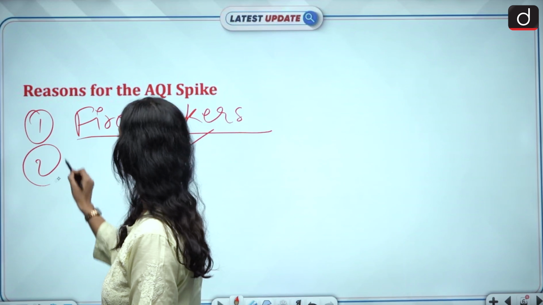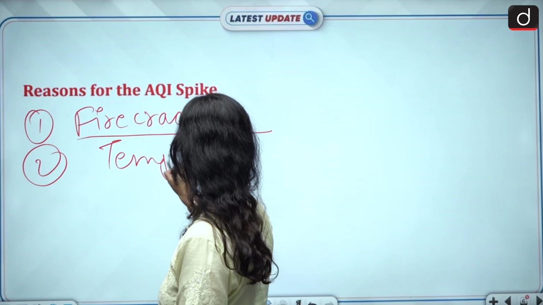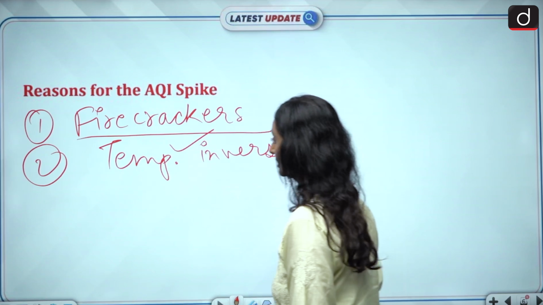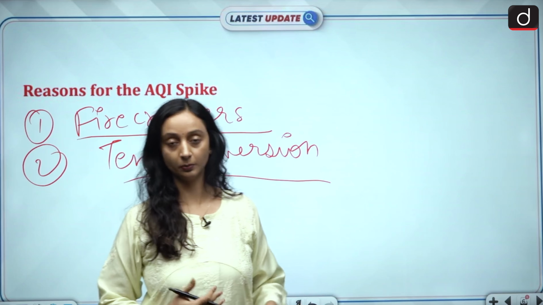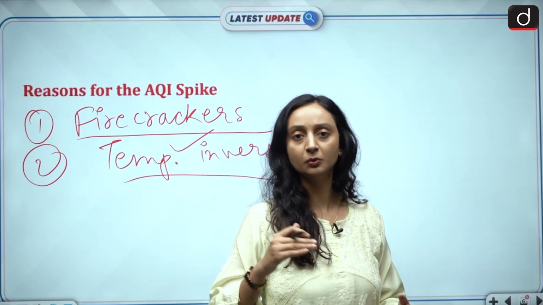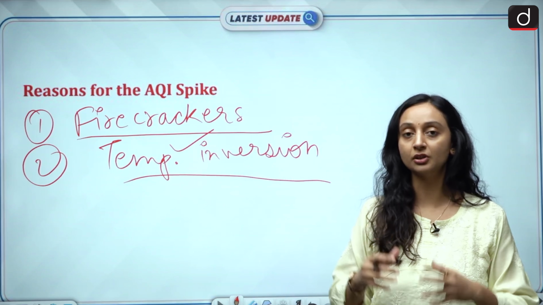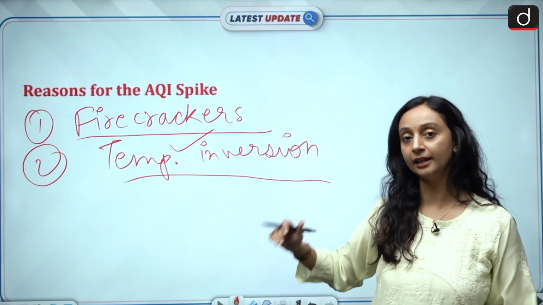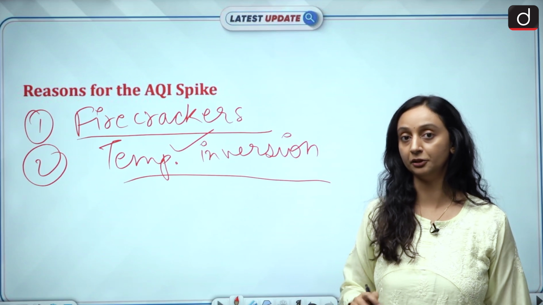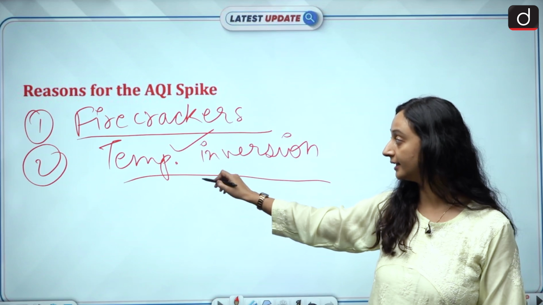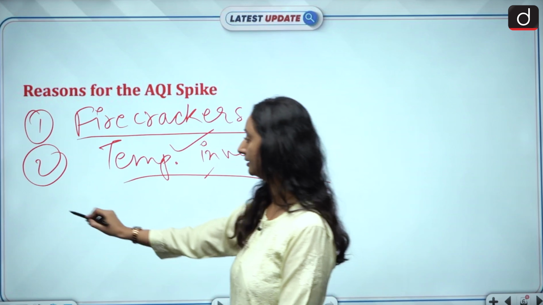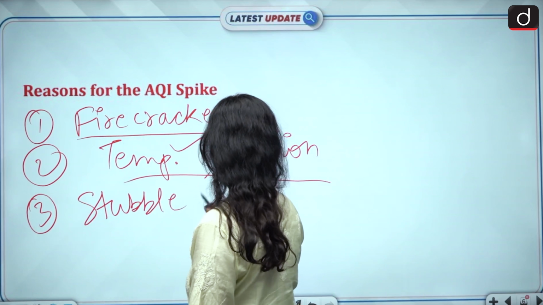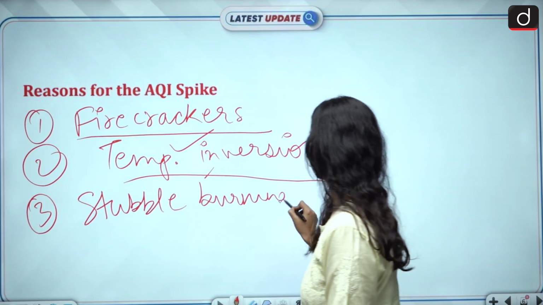Then temperature inversion also happens during this time because it is the winter season, the temperature is cooler, the winds are slower, so the pollutants get trapped easily. Because of this temperature inversion, smog is there, pollution is there, and our AQI deteriorates. So firecracker emissions happened, then temperature inversion happened, then stubble burning happens in this season.